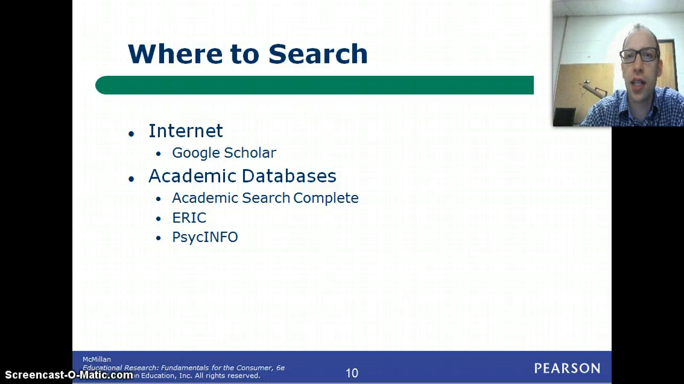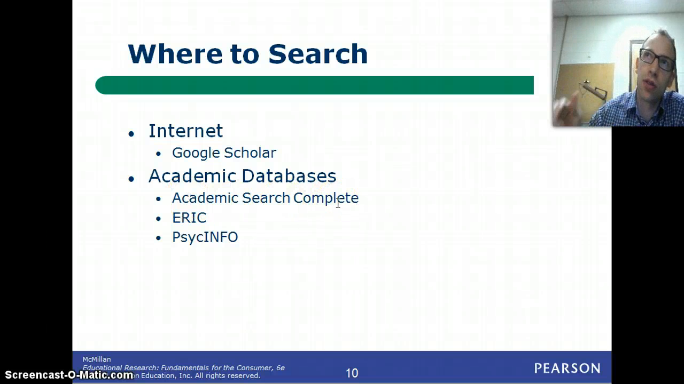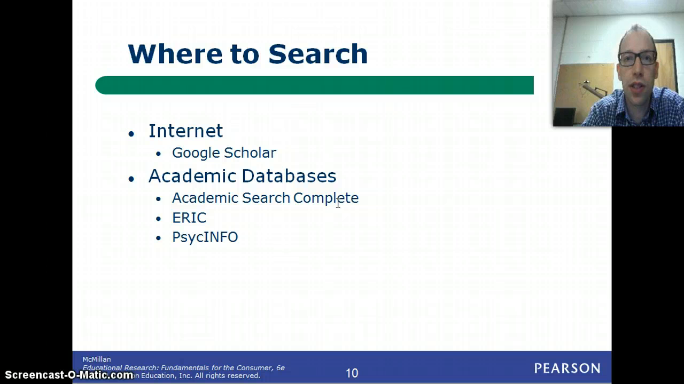You need to find a couple solid ones that are well reputed, and then stick with them for the most part. So for me, I use one internet source, which is Google Scholar. So that is much more trimmed down than just your typical Google search. And then 3 academic databases. Academic Search Complete will actually let you search several different databases. ERIC is kind of the standard for educational research, and PsycInfo is also good.